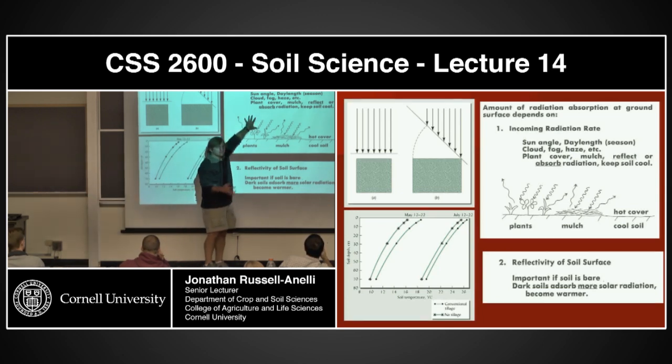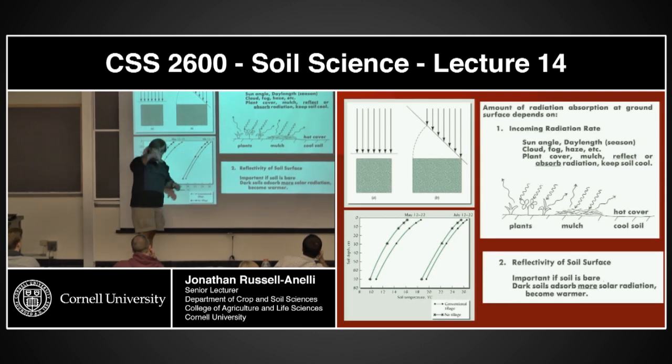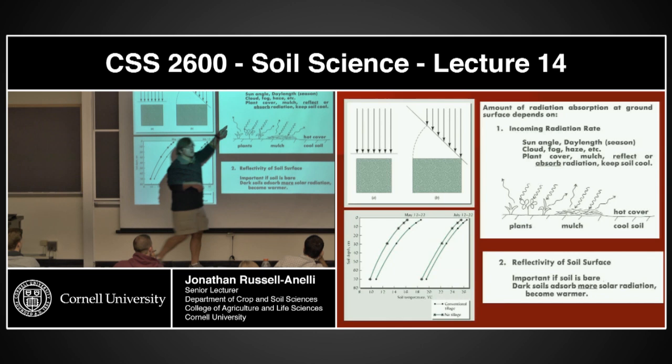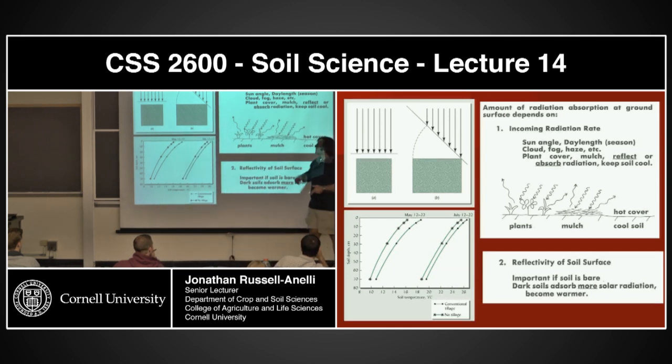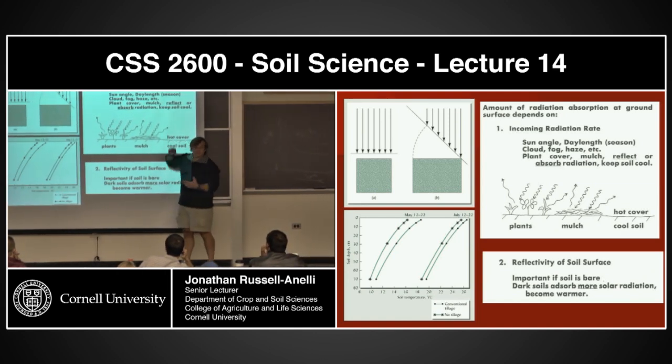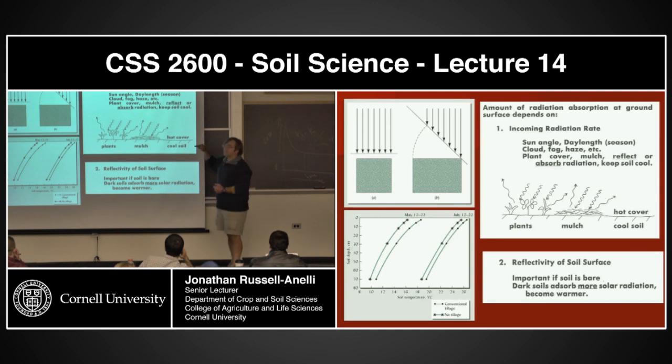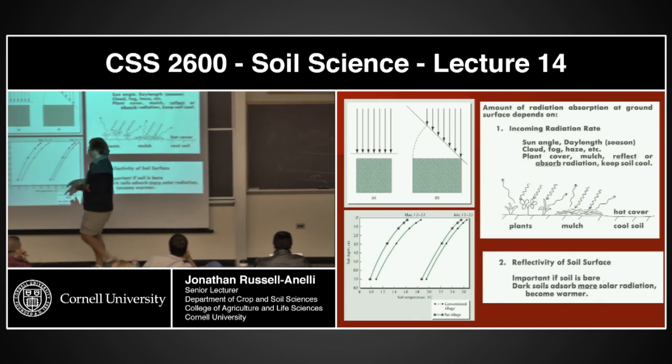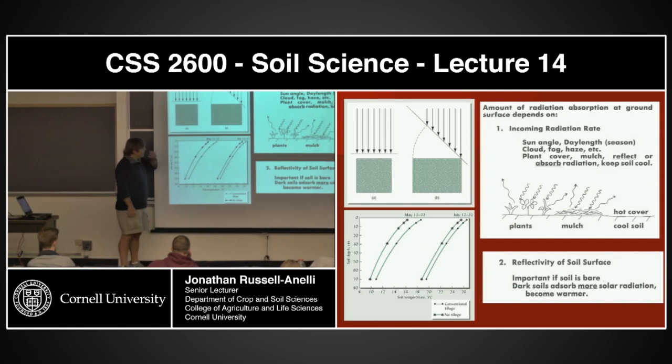Anything that interferes with or modifies that wavelength striking the surface is going to affect how much radiation is going to get there. So, sun angle, seasonality, day length, how long the day is, clouds, fog, haze, etc., the plant cover itself. Anything that potentially will interact with that energy before it hits the surface is going to modify the amount of energy that's going to hit that surface. Make sense?